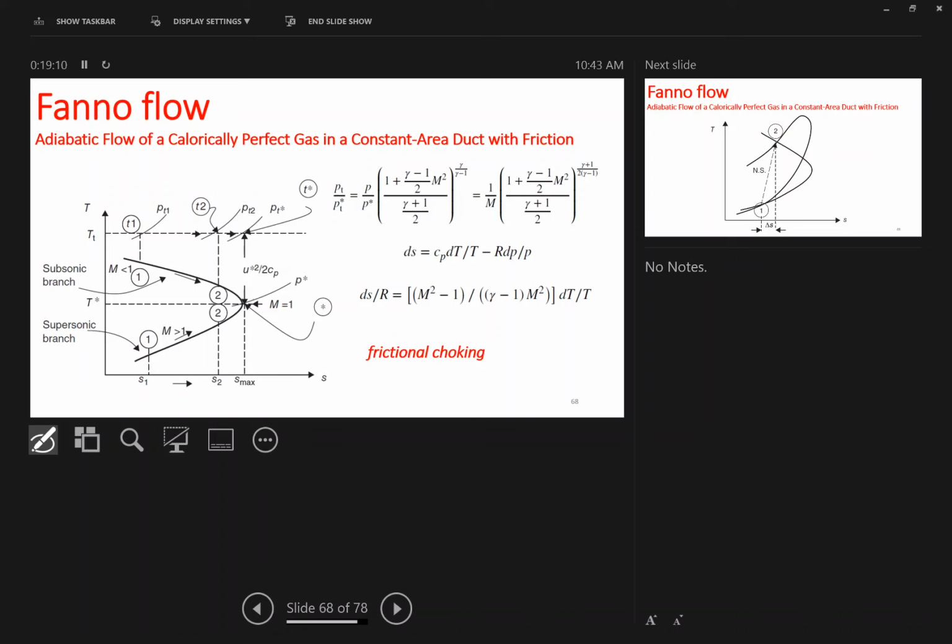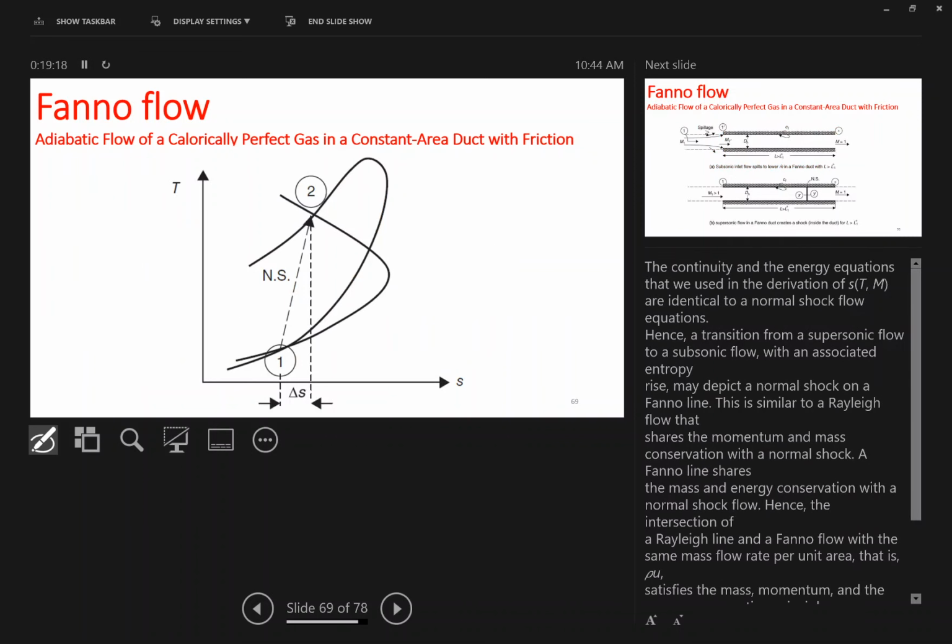Okay. But let's compare this and also the Rayleigh flow to the normal shock. Okay. Let's say at your inlet, you have a supersonic flow coming in a duct, inside the duct, right? And your duct is long enough for the choking to happen. Okay?